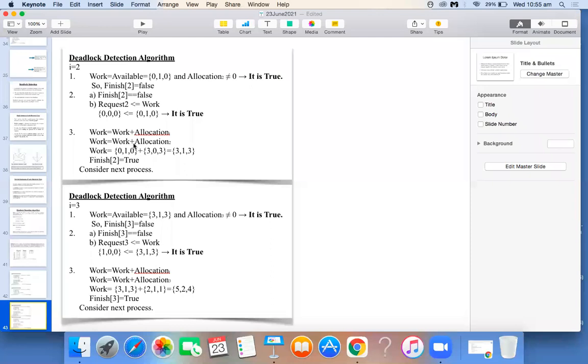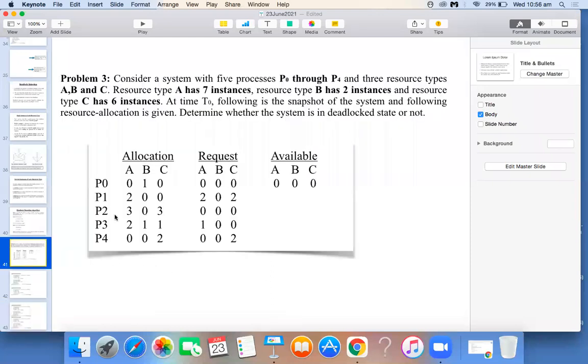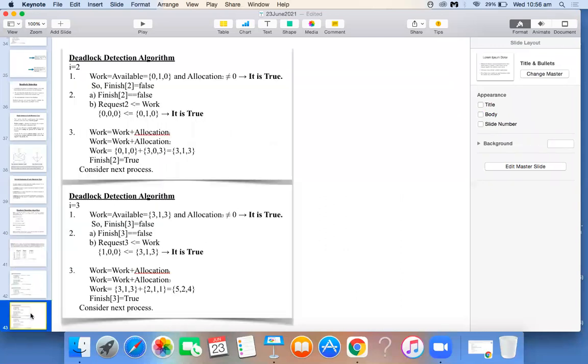So work is equal to work plus allocation of 2. What is allocation of 2? It is 3, 0, 3. So use that one. 3, 0, 3 plus work, which is 0, 1, 0. When we add, what do we get? We get 3, 1, 3. Next, what do we have to do? Now we have to make that process finished. So finish of 2 is equal to true.